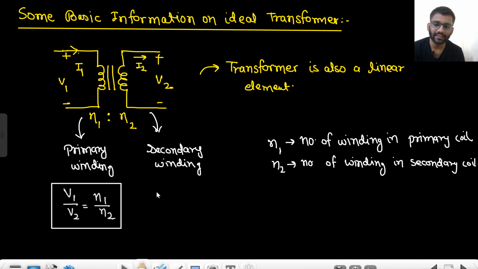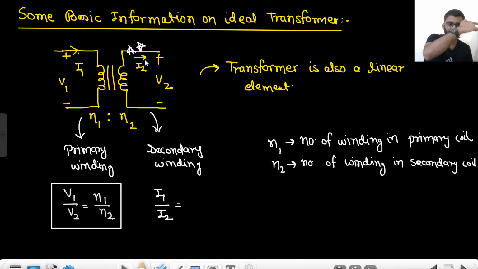And the second thing is, what is the ratio of I1 by I2? Okay. Just notice the direction. This direction is I1. I2 direction is not like this. I2 is like this. Okay. This is I1 and I2 is like this. I1, I2. Always notice this. This is the most important part.